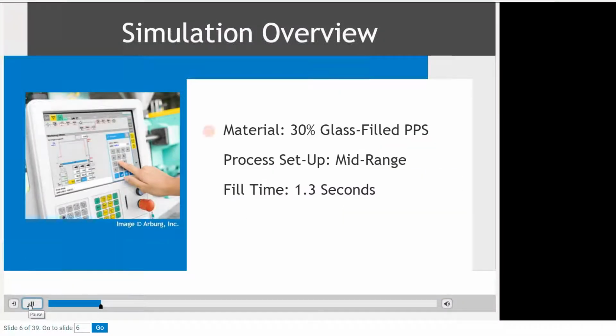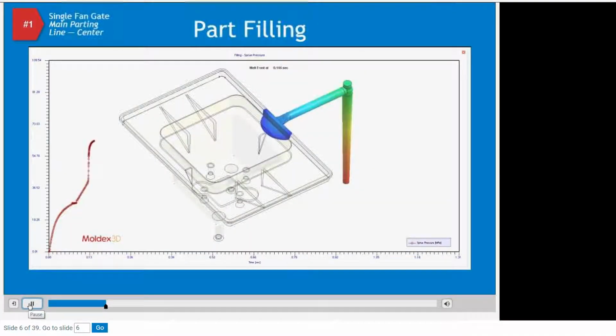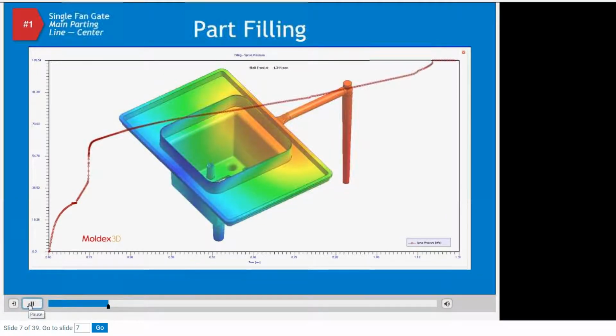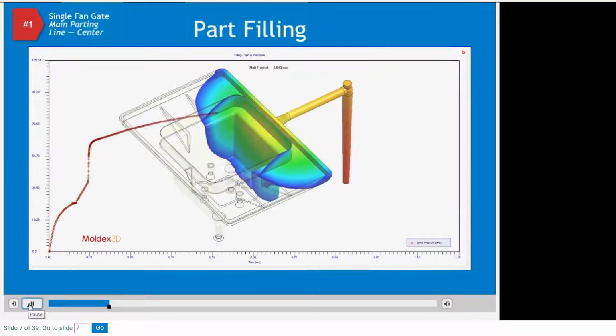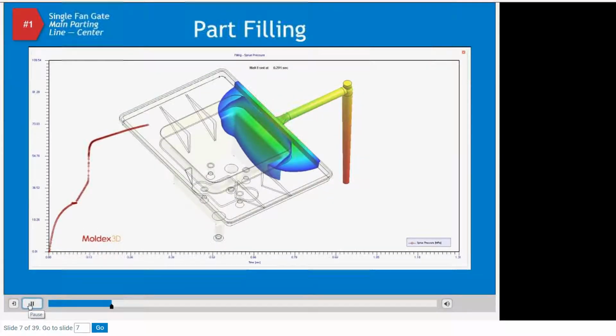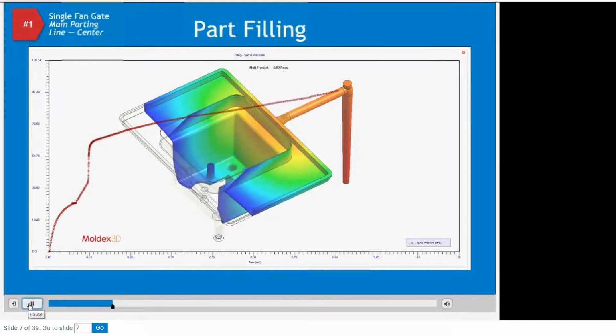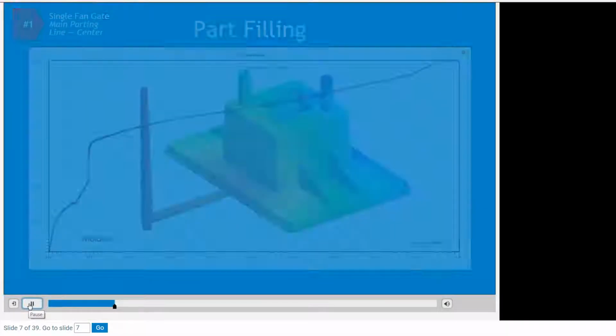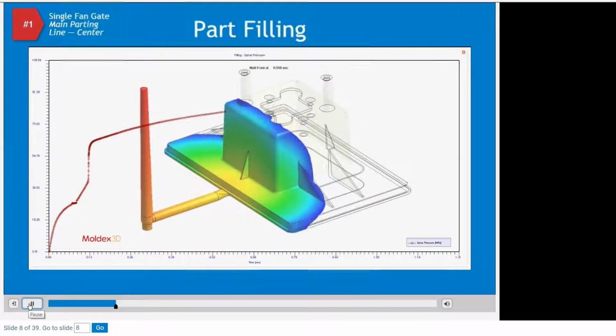The part is molded in a 30% glass-filled PPS material with a mid-range process setup and a fill time of 1.3 seconds. Beginning with the filling animation and injection pressure curve for the first example, there are no significant fill-related issues. The ribs, bosses, and skirts fill as expected. This first animation shows the bottom view of the part. The second animation shows the top view of the part.